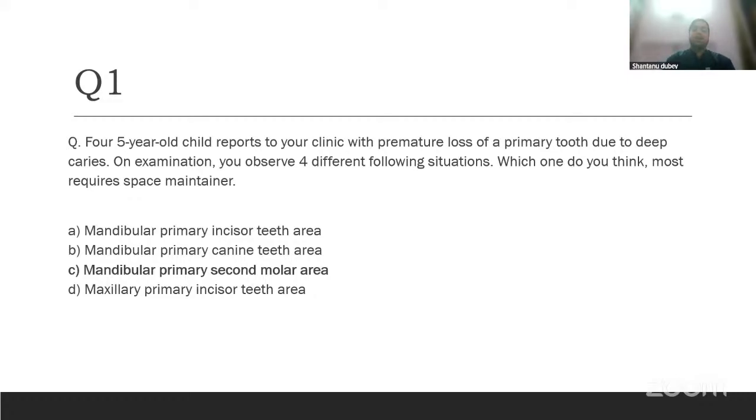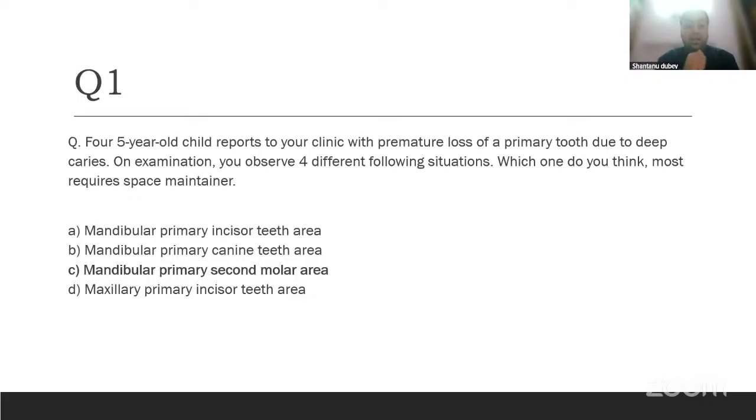First is mandibular primary incisor teeth area. I mean the primary tooth loss. Second is mandibular primary canine teeth area. Third is mandibular primary second molar area. And fourth is maxillary primary incisor teeth area. So which of them requires the space maintainer the most?